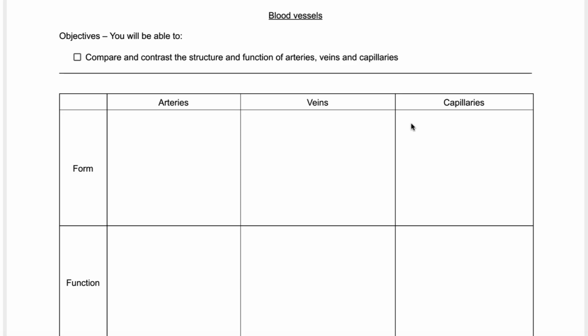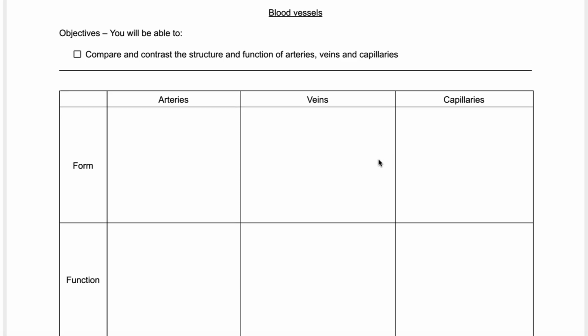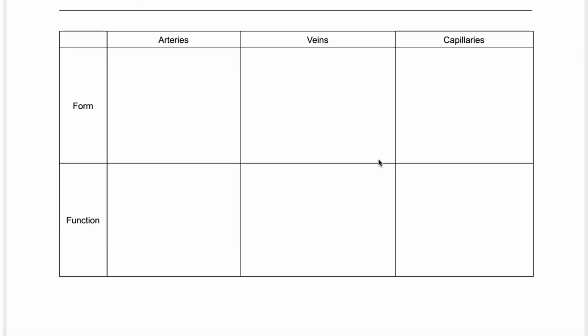In this lesson on blood vessels, we're going to compare and contrast the structure and function of arteries, veins, and capillaries, and we're going to do that by filling in this table. We've got arteries, veins, and capillaries across the top, and form or structure up here and function down here. I'm actually going to start down here with function.